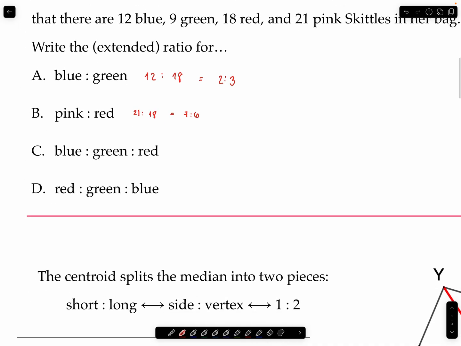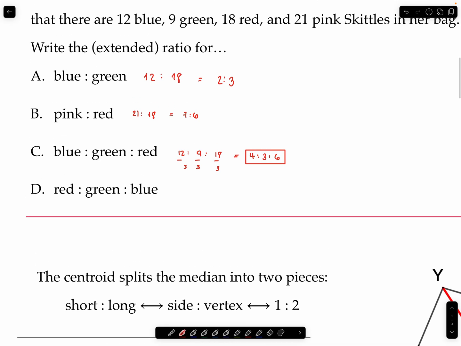And the extended ratios are C and D, so blue to green to red. There's 12 blue, there's 9 green, and 18 red. Notice that each one of these numbers is divisible by 3. So when we simplify this extended ratio, we can get 4 to 3 to 6. And 4 and 3 and 6 have no common divisors, and so this is a simplified extended ratio. So for every 4 blue Skittles, there's 3 green Skittles and 6 red Skittles.